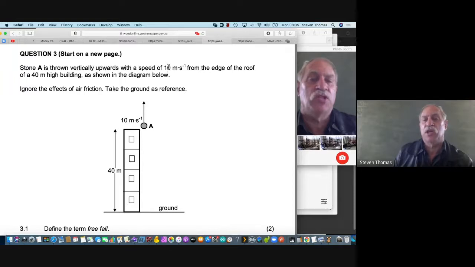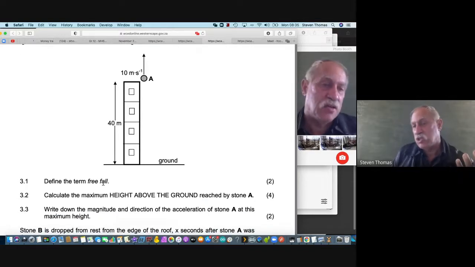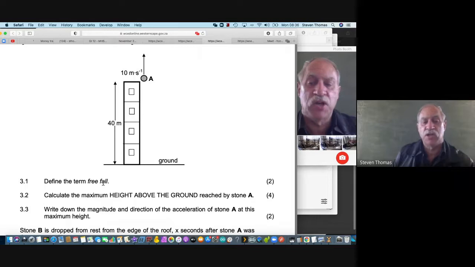So always get your positives and negatives. And it's from the edge of a building, which is 40 meters high. Now, always when you're thrown from a building and you've got the ground, you're going to be working things from the top of the building, and they're going to ask a question: how high is it from the ground? Don't forget, you always got to add the height of the building to the height that things reach. Okay, define free fall again. You just did it in the last one, 2019, and there's only one force. That's the force of gravity acting on an object in the air.